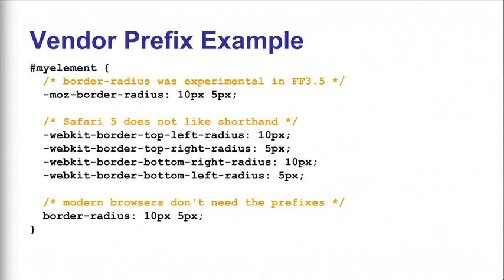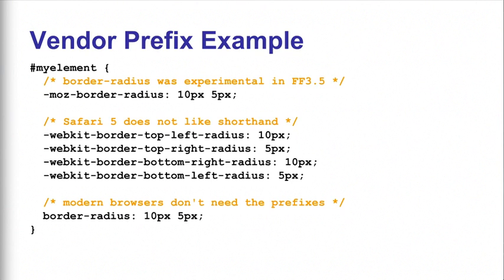Here's an example that applies a border radius to round the corners of an element. The first declaration works just in old versions of Firefox. The next four work in old versions of Safari, while the last one, without the prefix, will work in any modern browser that can understand it.